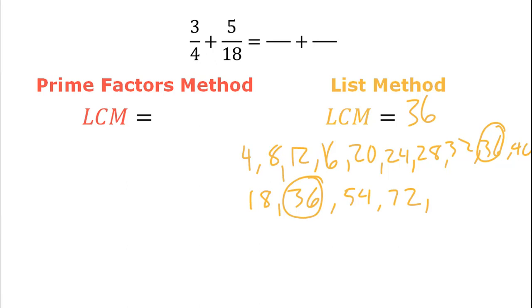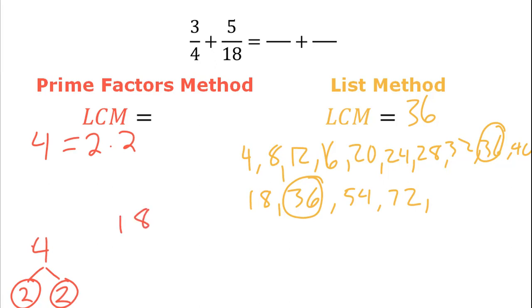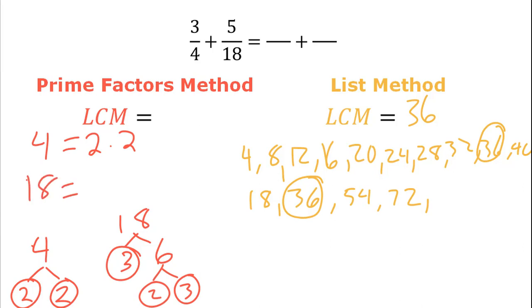And if I did the prime factors method, I should get the same answer. So if I find the prime factorization of 4, 4 is 2 times 2, and both of those are prime. So the prime factorization of 4 is 2 times 2. Then 18 can be split up into 3 and 6. 3 is prime, but 6 can be split into 2 and 3. And both of those are prime, so that tells me the prime factorization of 18 is 2 times 3 times 3.